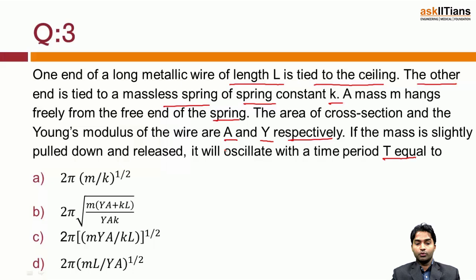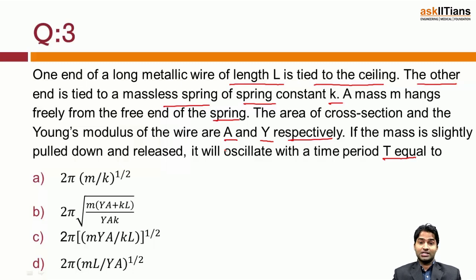Option A, T = π√(M/K); option B, T = 2π√(M/K effective) with K effective as YAK upon (YA + KL); option C, T = 2π√(MYK/KL); and option D is 2π. First of all, we can try this question by a dimension check. With a dimension check, we can eliminate one or two options; definitely one option would be out. Now, for the correct solution, how should we proceed?